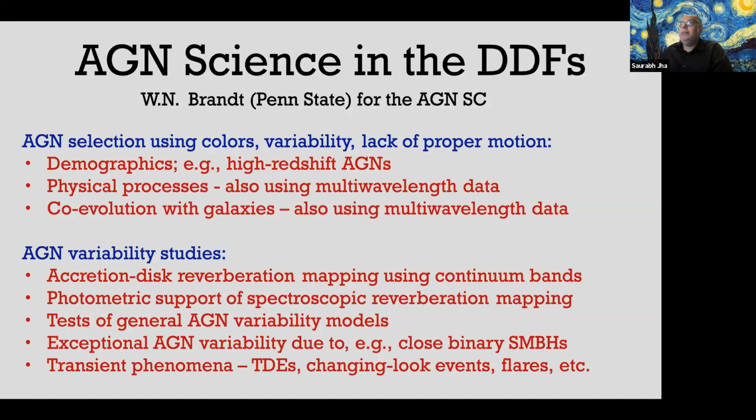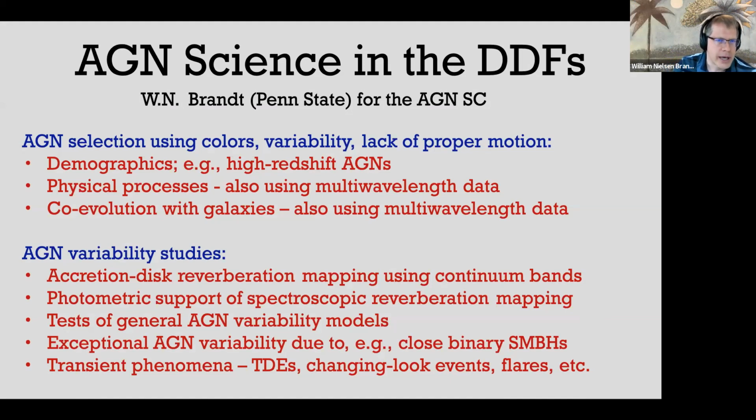Neil? Hi. Yes, so I'd like to talk about AGN science in the deep drilling fields. We have a couple of driving science goals here. We're clearly very interested in using the fantastic Rubin data to just select active galaxies based on colors, variability, lack of proper motion, and so on. We expect to be able to detect 20,000 or so AGNs per deep drilling field. So we'll have very powerful statistical samples.